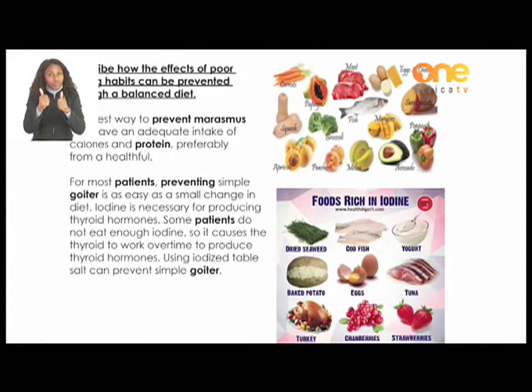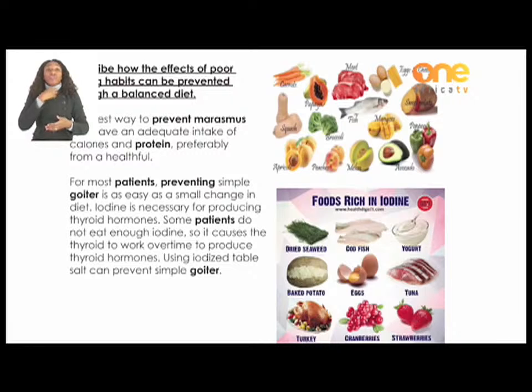For most patients, preventing simple goiter is as easy as a small change in diet. Iodine is necessary for producing thyroid hormones. Some patients do not eat enough iodine, so the thyroid has to work overtime to produce thyroid hormones. Using iodized salt can prevent simple goiter.